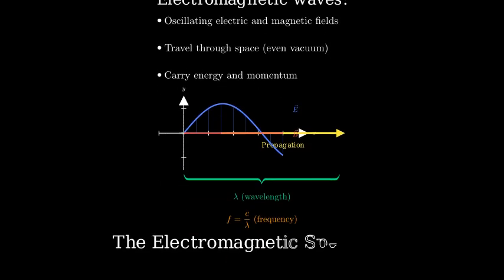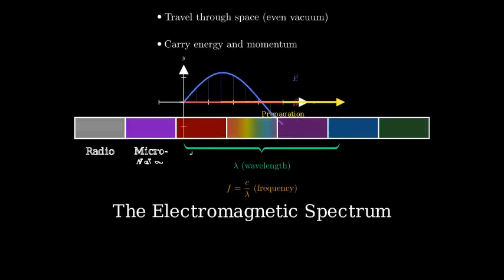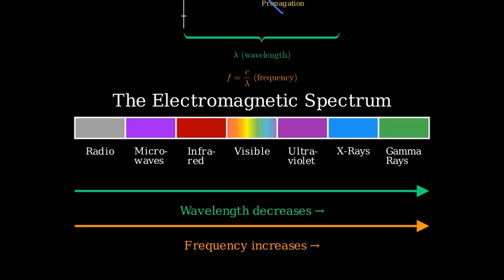Now, visible light, the light we can see with our eyes, is actually just a tiny part of a much broader electromagnetic spectrum. The electromagnetic spectrum includes all types of electromagnetic radiation, arranged by wavelength and frequency. It ranges from radio waves with the longest wavelengths and lowest frequencies to gamma rays with the shortest wavelengths and highest frequencies. Visible light falls in the middle of this spectrum and represents only a narrow band of wavelengths from approximately 400 nanometers violet to 700 nanometers red.